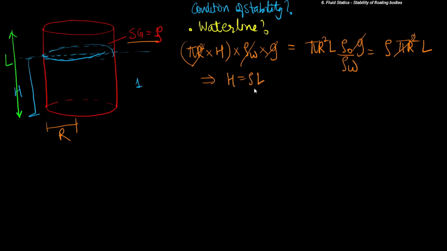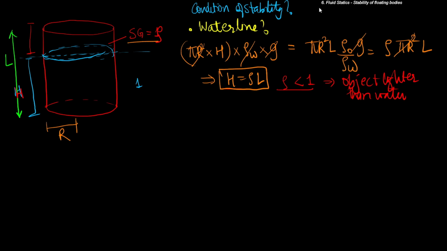So if rho is less than 1, meaning the object is lighter than water, say like wood or plastic, in that case h will be a fraction of L, meaning h is less than L, and hence there is some part which is floating, and this is quite intuitive. So this is the first expression, and we will make use of this expression later on.